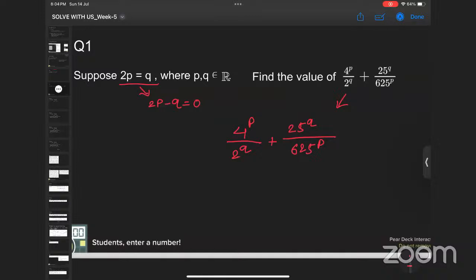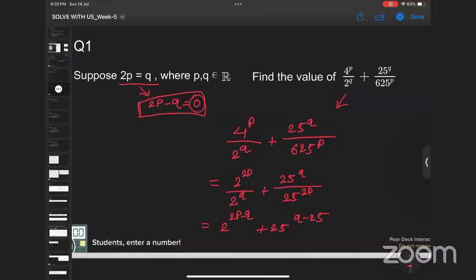So we know 4 equals 2 square, right? That means it will be 2 to the power 2p by 2 power q plus 25 power q, and 625 means 25 square, right? So it will be again 25 to the power 2p. And if we balance it, then it will be 2 to the power 2p minus q plus 25 to the power q minus 2p. And from this result, this is equal to 0, right?